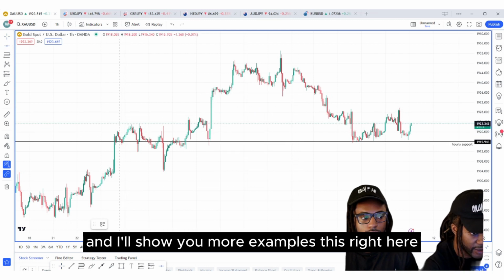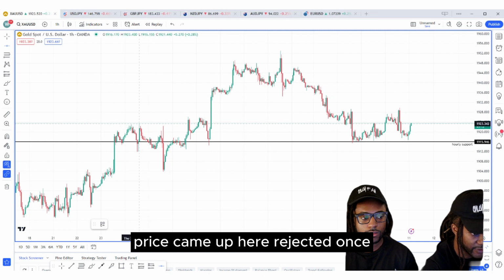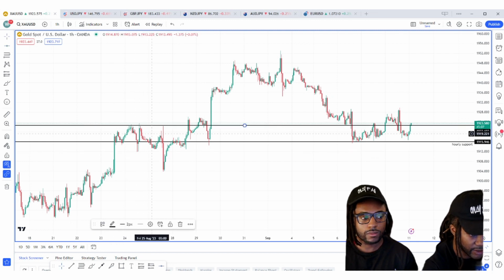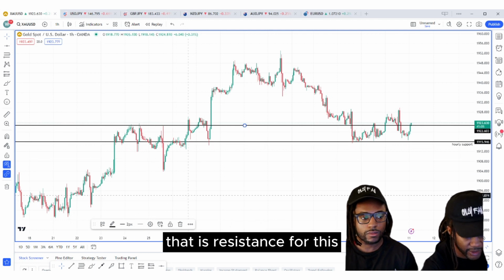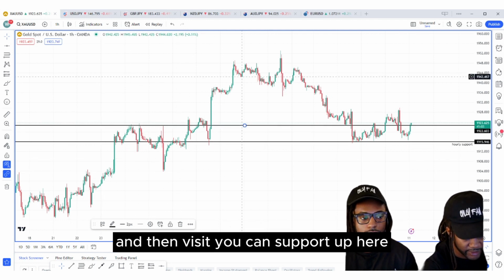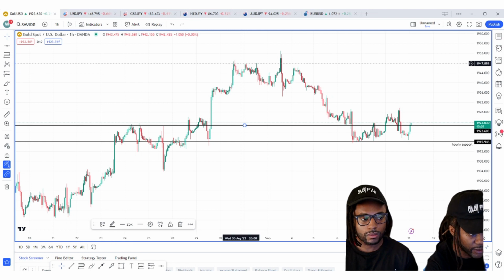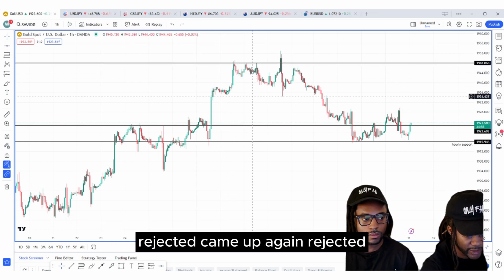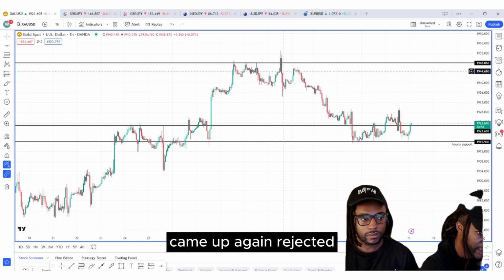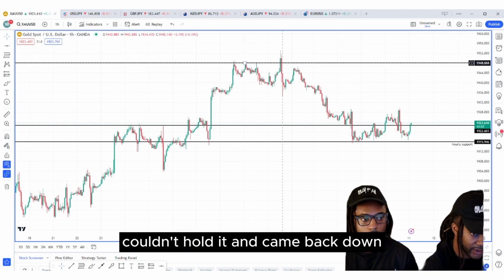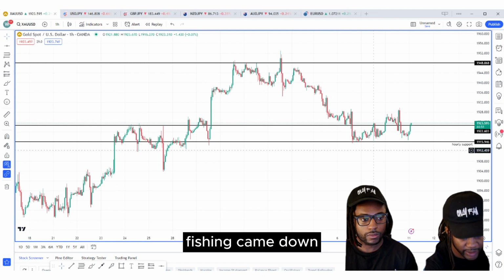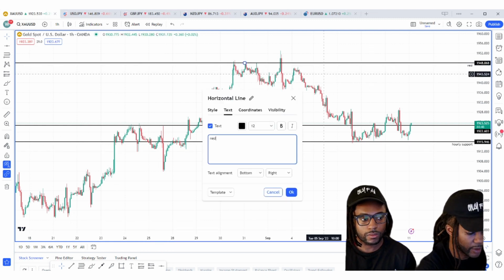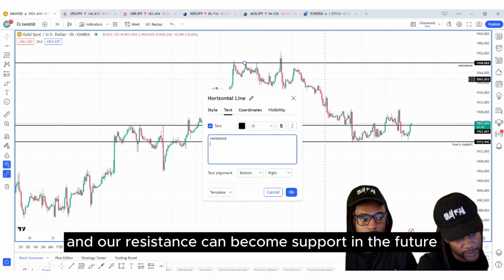This right here, price came up here, rejected once, rejected twice, rejected 3 times. That is resistance for this, and then it eventually became support. Up here, you got another example. Price came up, rejected, came up again, rejected, came up again, it couldn't hold it, and came back down. That's resistance right now. And that resistance can become support in the future.